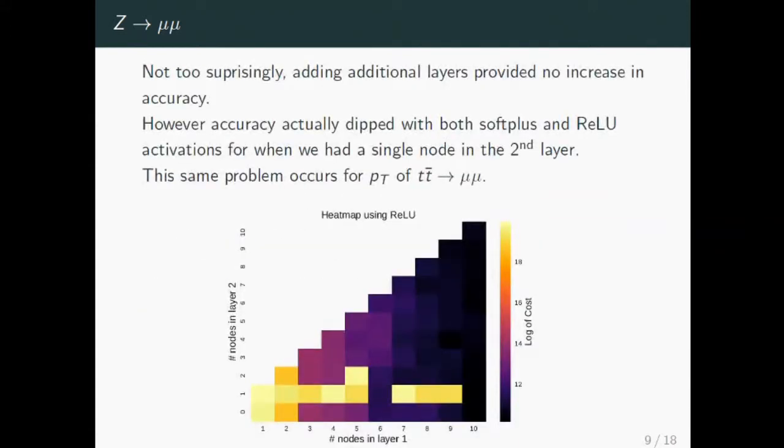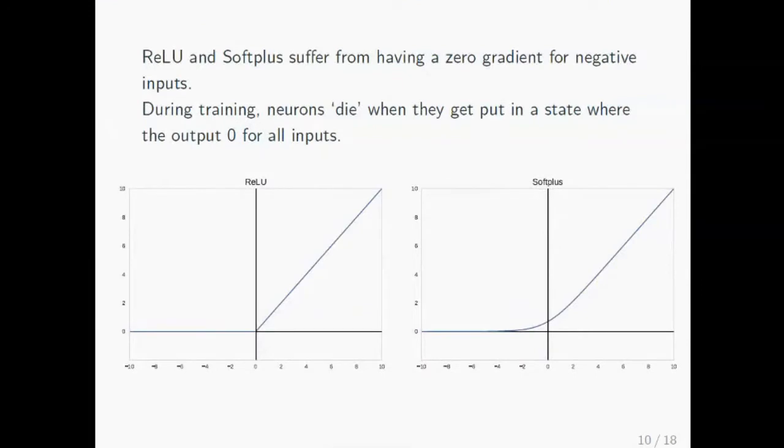Not too surprisingly, adding additional layers provides no increase in accuracy beyond just one layer. In fact, when I first looked at this, the accuracy dipped significantly when you have a single node in the second layer. For this heat map, the x-axis is the number of nodes in layer 1, the y-axis is the number of nodes in layer 2, and this row right here is just having one layer, no second layer, and this row right here is having a single node in the second layer. So there's a dip. This occurs because I used rectified linear units and softplus, and these suffer from having zero gradient for negative inputs. So during training, these neurons will essentially die, because with negative inputs there's no gradient.